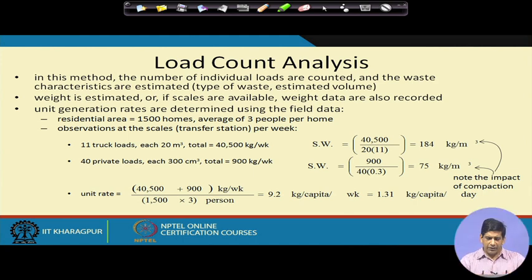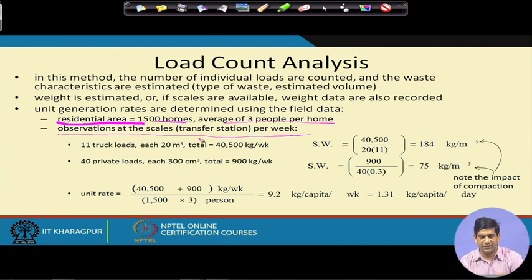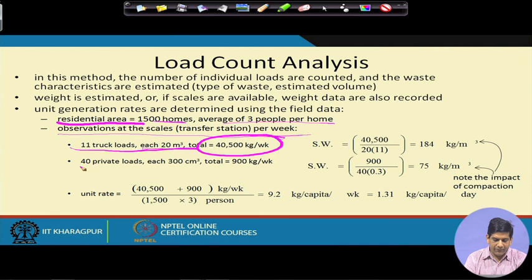So if you look here, there is a residential area. One example has been given here. We have a residential area with 1500 homes, average 3 people per home. And then when it comes to the transfer station, which is like a waste treatment center or material recycling facility as well, it got 11 truckloads, each with 20 meter cube. So each truck was around 20 meter cube, and total weight coming in was 40,500 kg per week from those truckloads, and then 40 private loads.